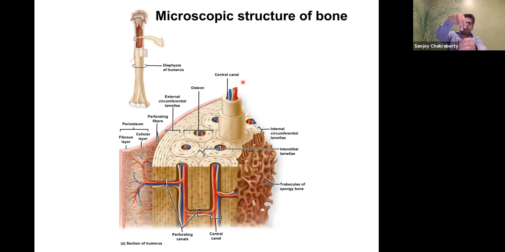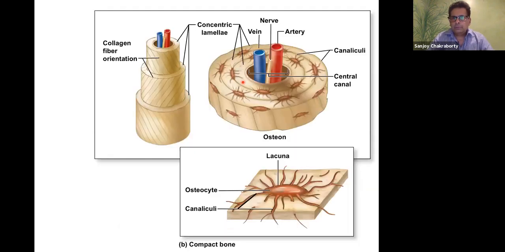If this is the central canal, the lacunae, the spaces, are going to be surrounding it in a circular fashion. If you look at this particular slide, I'm going to look from here. This is the central canal. This is lacuna 1, lacuna 2, lacuna 3, 4, 5. So they are surrounding it in concentric rings: 1 ring, 2 ring, 3 ring, and so on. So they are called a concentric ring structure. In each lacuna, there is an osteocyte.